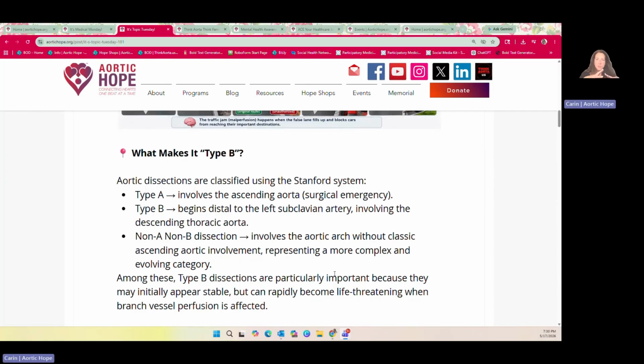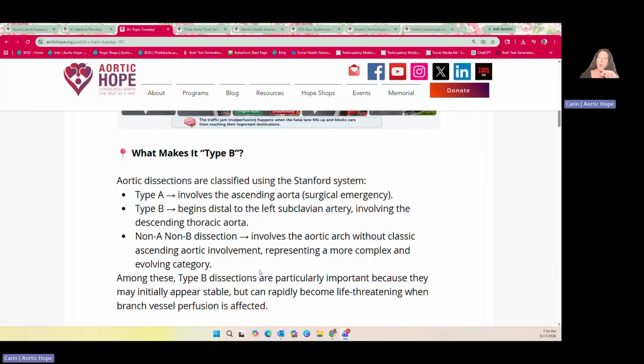Again, the Stanford system says we have a type A dissection, which is ascending surgical emergency. Type B becomes distal to the subclavian artery, and that involves the descending thoracic aorta. A non-A or B dissection, it's the first time I've ever heard of this, involves just the arch without ascending involvement or, I guess, descending.